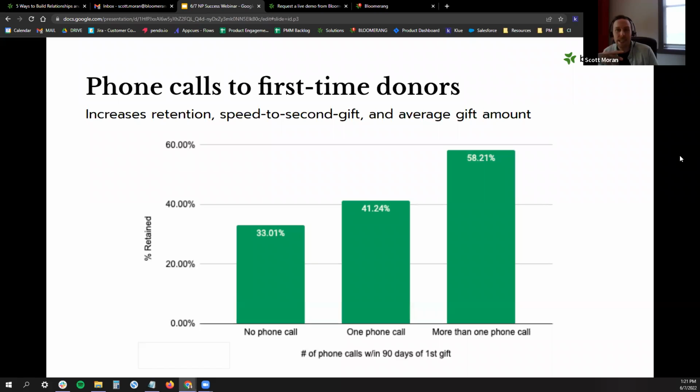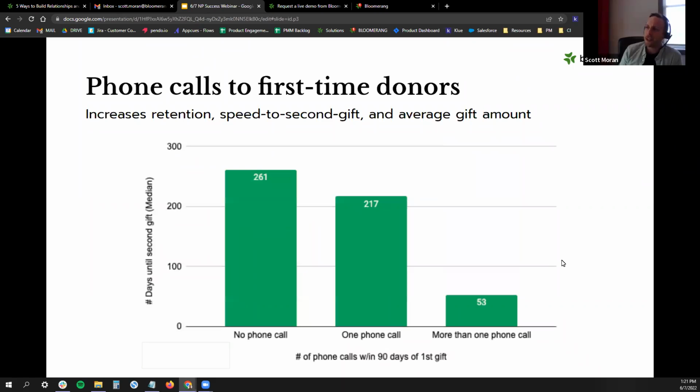I want to make it clear that this infographic is not calculating whether they picked up the phone or if it was a voicemail. So literally even just leaving a voicemail for your donors, showing that, hey, we tried to reach out and just say hey and thanks, goes a long way and can uptick that donor retention rate.